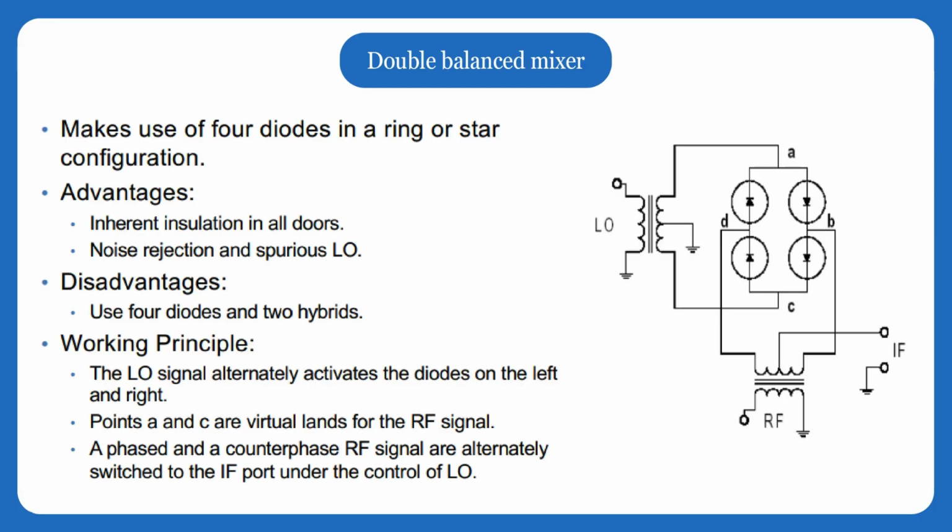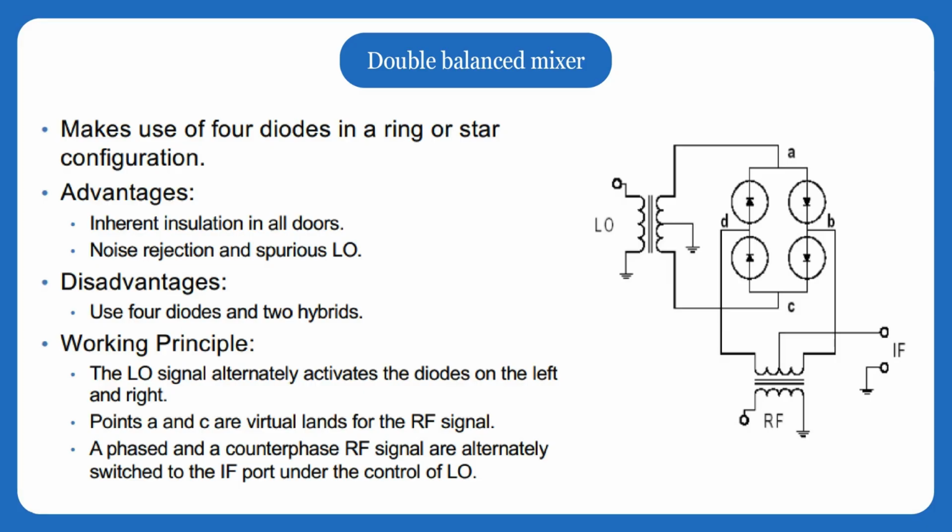Because of the symmetry of the diode ring and the transformers, points A and C of the figure behave as virtual grounds for the RF signal, which then splits into an in-phase and a counterphase version of itself. As the local oscillator keeps switching the diode pairs, the mixer alternately sends the in-phase and the out-of-phase RF component to the IF port. The switching action is equivalent to multiplying the RF by the LO, and the resulting IF output contains the sum and the difference frequencies.